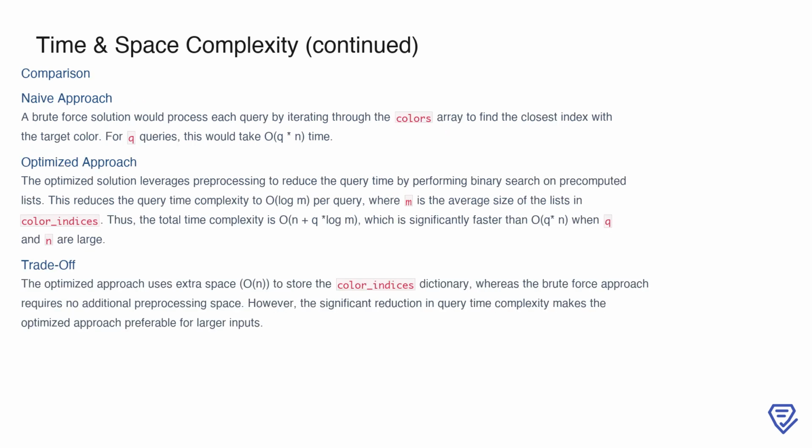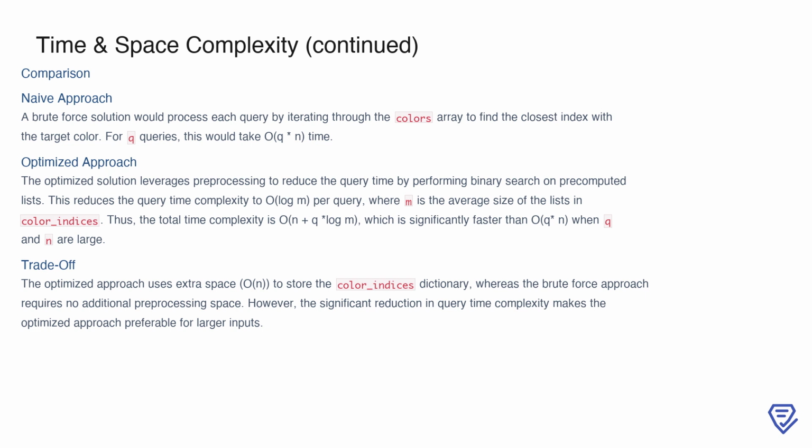To better understand the efficiency of the optimized solution, let's compare it to a naive approach. In a brute force solution, each query would involve iterating through the entire colors array to find the closest index with the target color. Since there are q queries, this approach would take O(q * n) time.